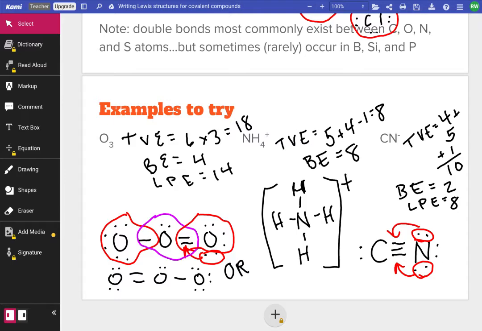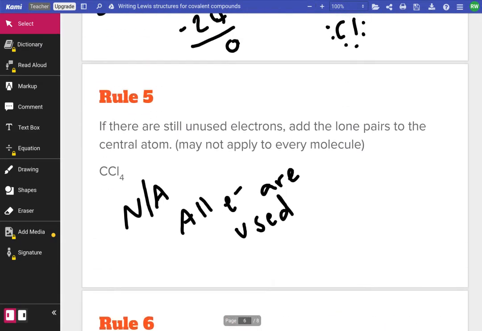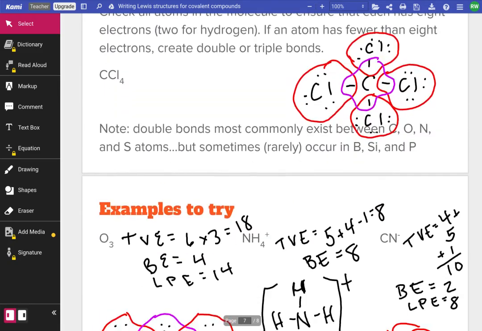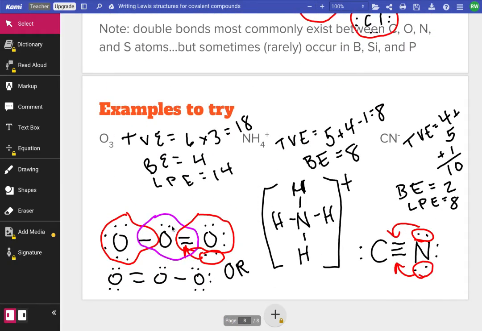Then I placed the rest of the electrons, which you have to do, remember, total valence electrons minus bonded, so 18 minus 4 is 14. So I have to place those around the outer atoms first. I did 2, 4, 6 around this oxygen, came over here, 2, 4, 6 around this oxygen. And that's only 12. And so rule number 5 is if there are still unused electrons, you have to add them to the central atom. So this one is an example where I had to add those last 2 electrons to the central oxygen to give me 14 lone pair of electrons.